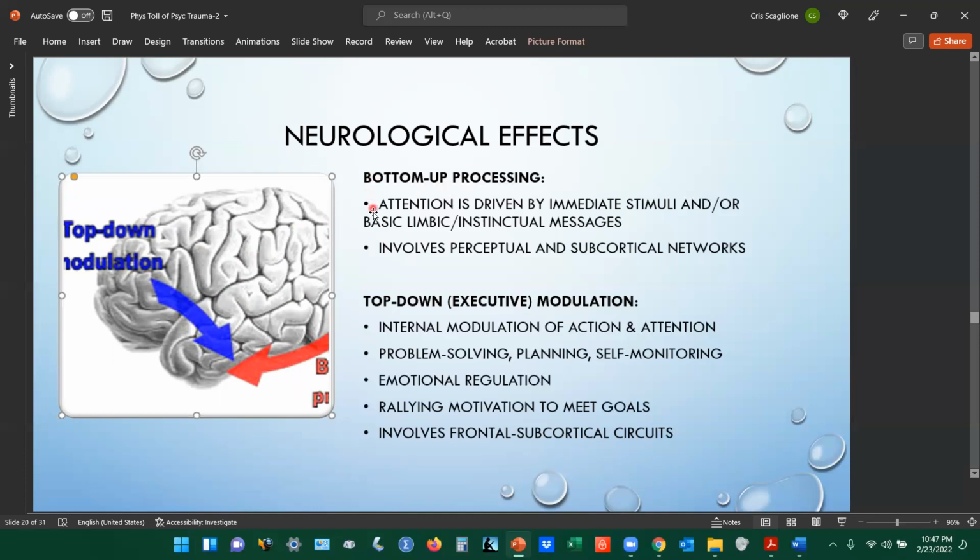So bottom-up processing refers to sensory information that comes into the brain from various parts of the body. So it involves perceptual networks and subcortical networks. And they're often about homeostasis and instinctive response. A lot of our cognition occurs in here also, the formation of memories, that sort of thing. And when it comes to attention, bottom-up attention-driven processes means that our attention is going to be captured by environmental stimuli or basic instinctual needs that our subcortex tells us about.